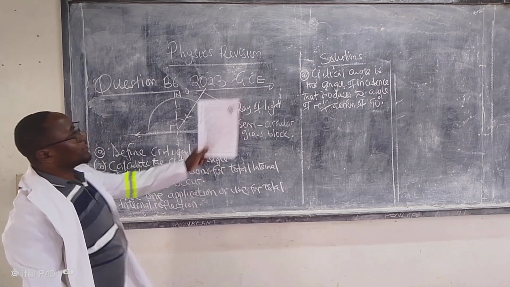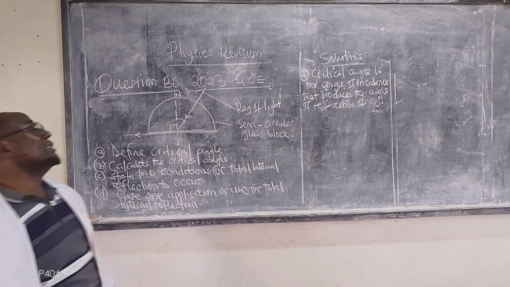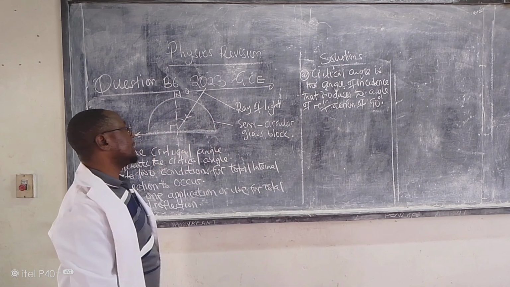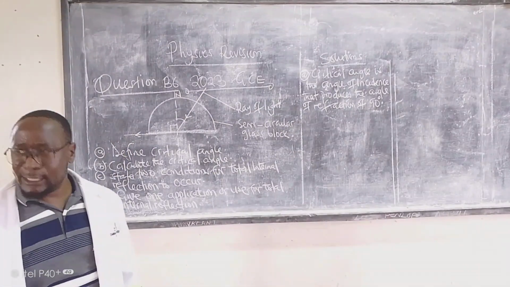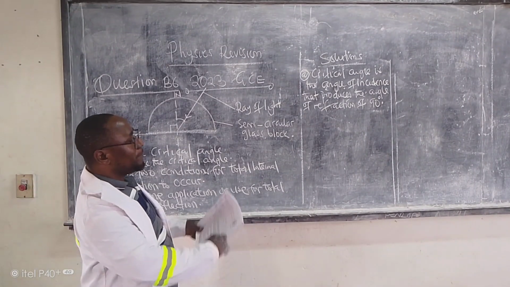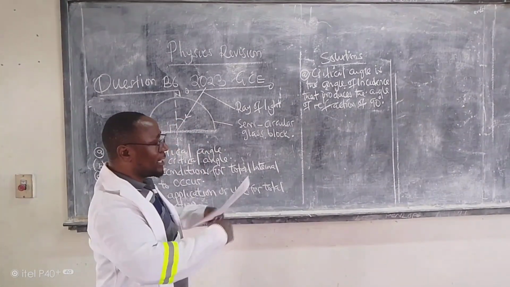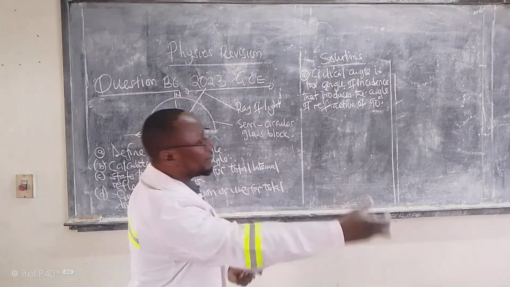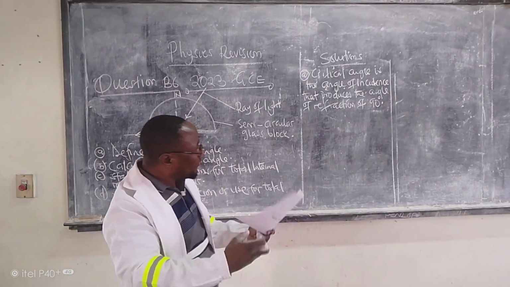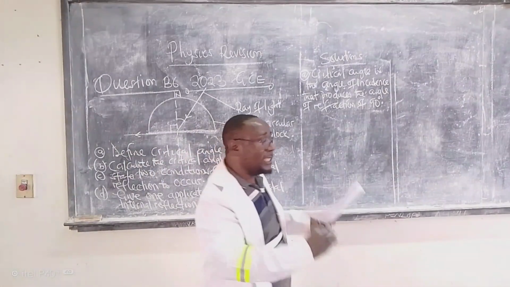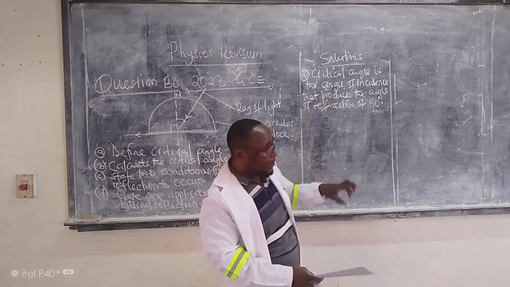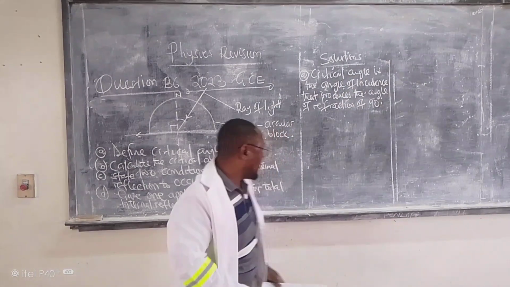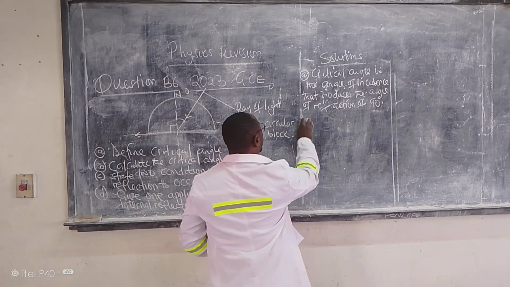Critical angle is the angle of incidence that produces the angle of refraction of 90 degrees. Once a ray strikes the surface at a certain angle, if the angle of refraction produced is exactly 90 degrees, then we call that particular angle of incidence the critical angle. We can quickly go to B.